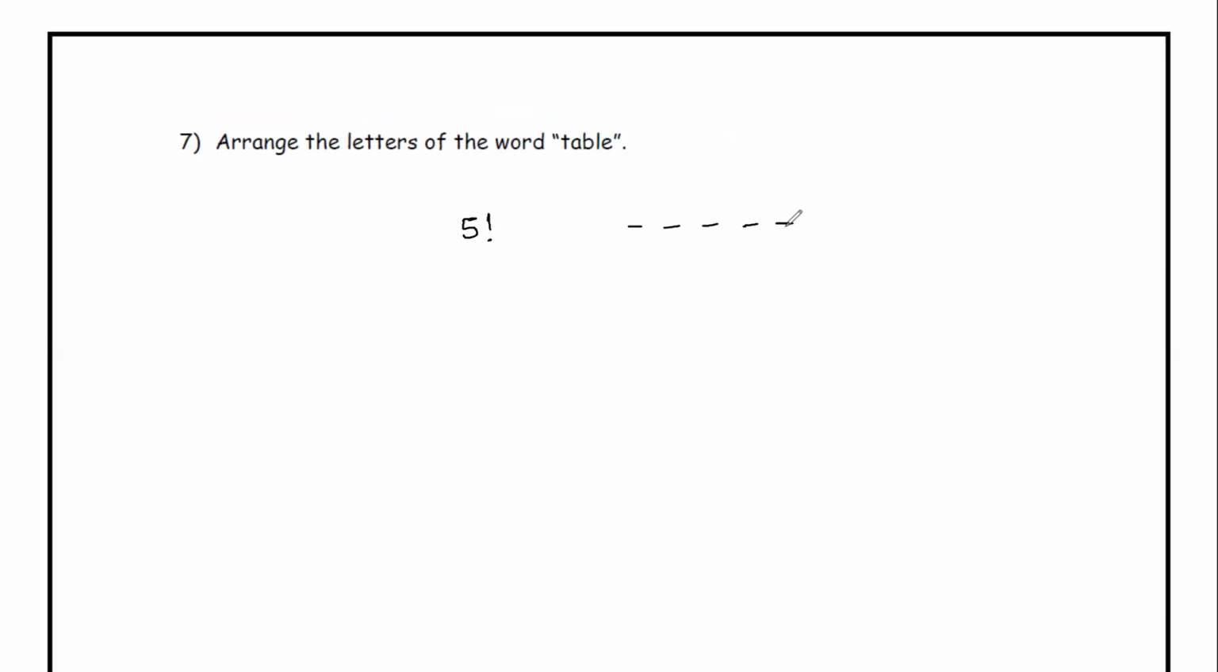One, two, three, four, five. How many ways to arrange the five letters? The first dash can have any of the five letters, five options. The second dash can have any of the remaining four letters. Third one, any of the remaining three. Fourth option, remaining two. And the last dash will have the one remaining letter. As you can see, once a letter is used, it's not repeated again. So there are 5 factorial ways to arrange the letters of the word table.